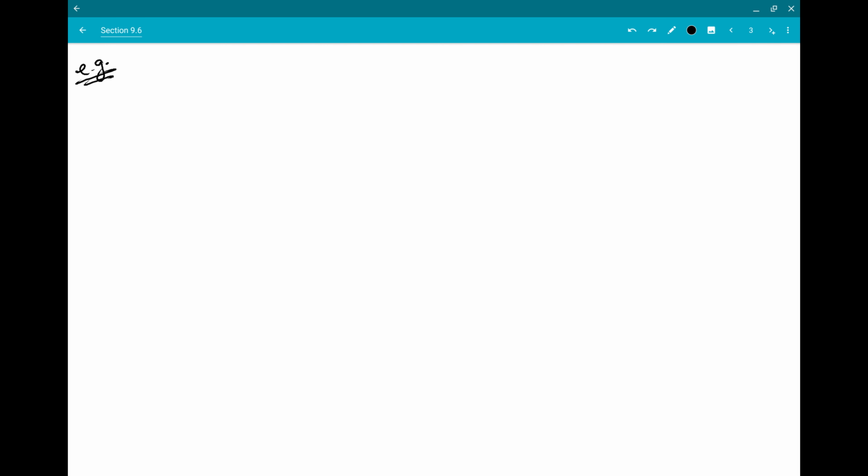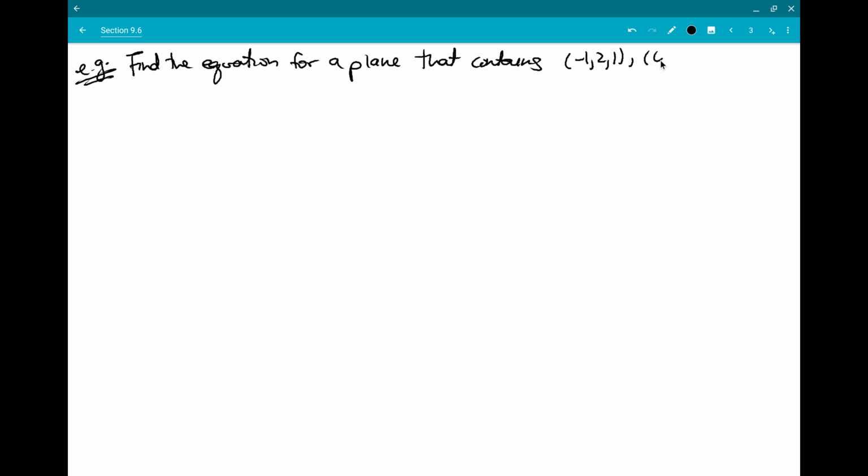Make sure to follow these steps carefully, because it's what you'll be doing to kind of show that you watched these videos. And this example is going to be when we want to find the equation for a plane that contains 3 points. And those 3 points are going to be -1, 2, 1, 0, -3, 2, and 1, 1, -4.